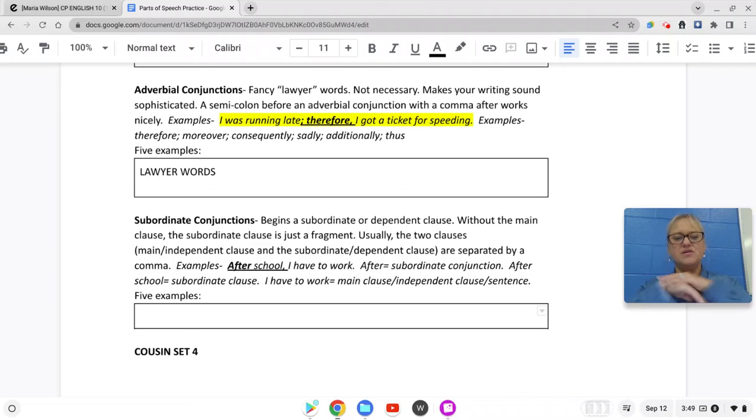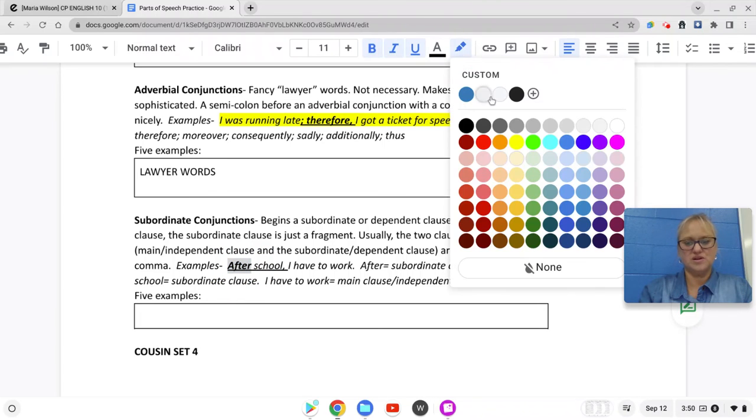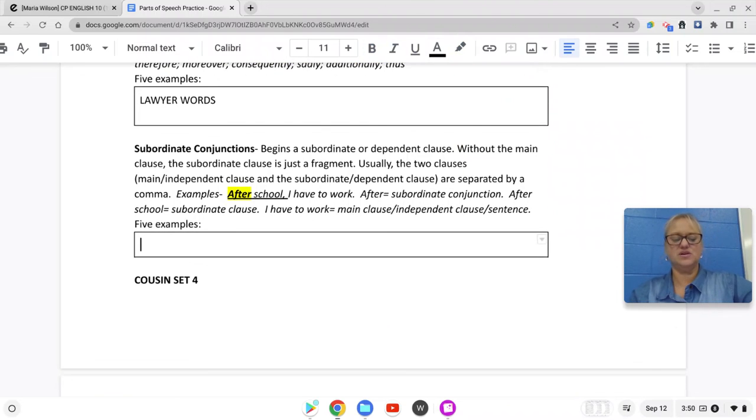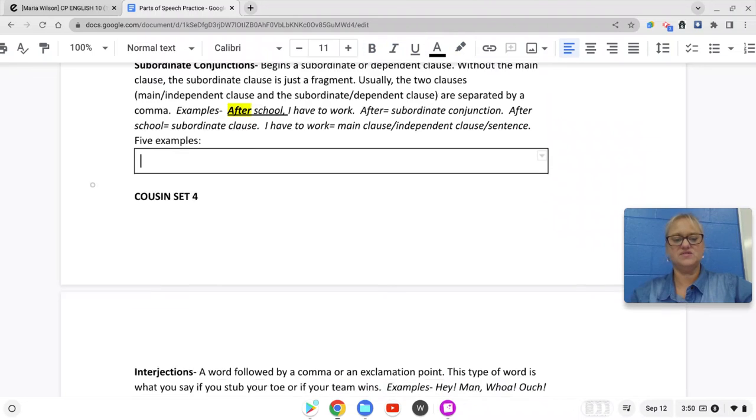Anything with sub means under, or dependent, like if your parents or guardians file taxes, it says how many dependents do you have? How many people depend on you for food and shelter? So the subordinate or dependent clause depends on the main or independent clause. Without it, it's just a fragment. And every subordinate or dependent clause begins with a subordinate conjunction. Every single one. So once you can identify the subordinate clause, you can always identify the subordinate conjunction.